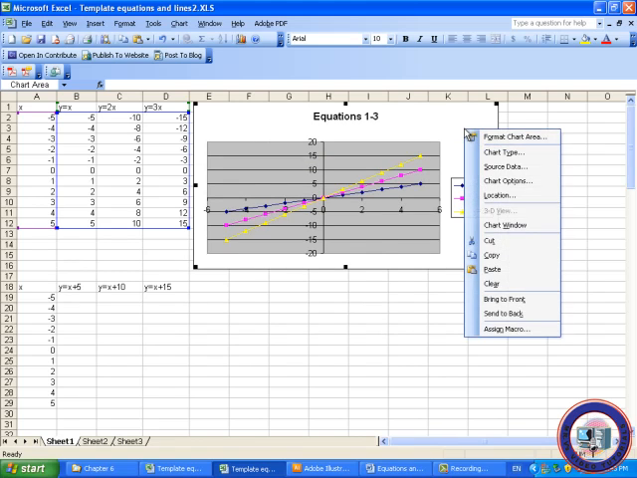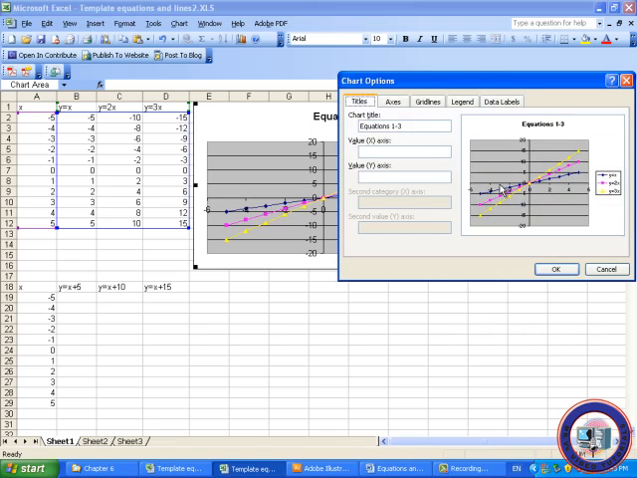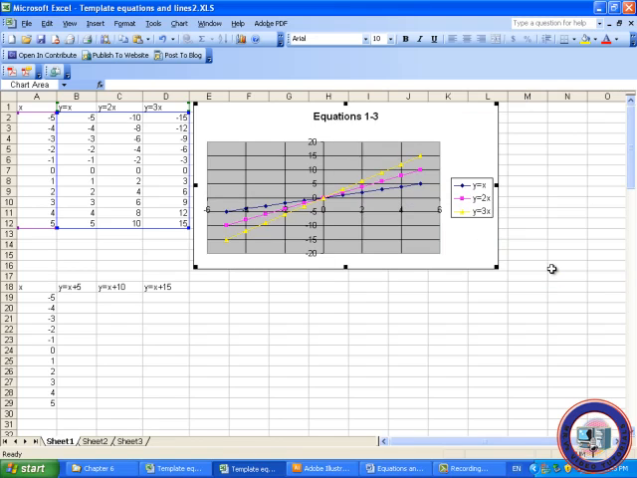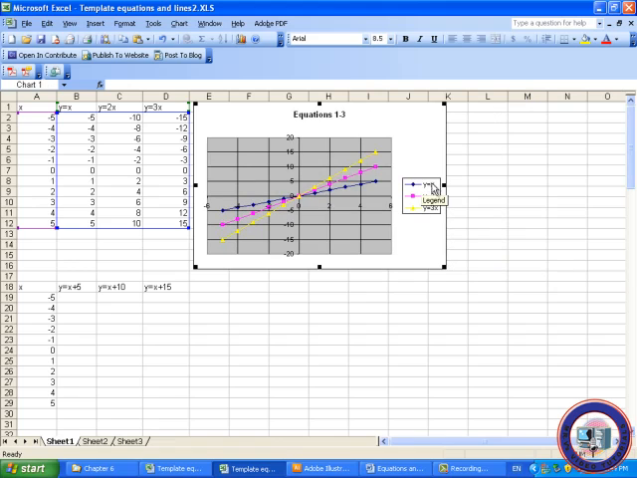I right click on the white, chart options, choose grid lines, and you want to have major grid lines on both, and you say OK. Every line with a number in front, the slope is steeper. You'll notice that. So the bigger the number, the steeper the slope. So we can start to anticipate what these are going to look like.